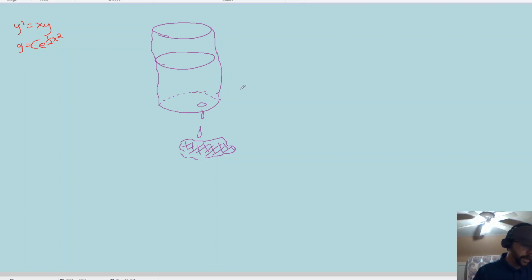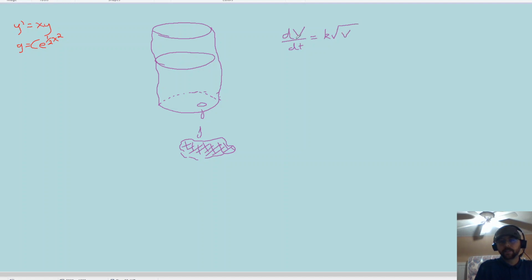Water leaks from a vertical cylindrical tank through a small hole in its base. This is the hole, at a rate proportional to, there's the proportional to thing again. So we're going to say the rate of change of the volume of the water with respect to time equals, and there's this proportionality constant again because it says is proportional to. The water leaks at a rate proportional to the square root of the volume of water remaining. So the square root of the volume.